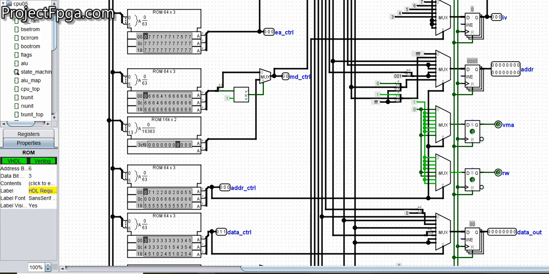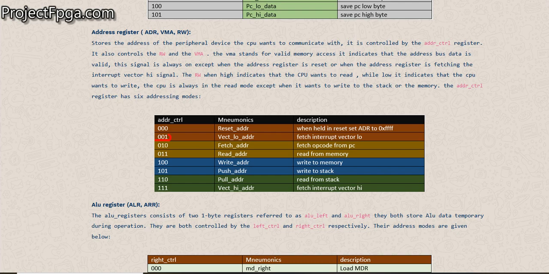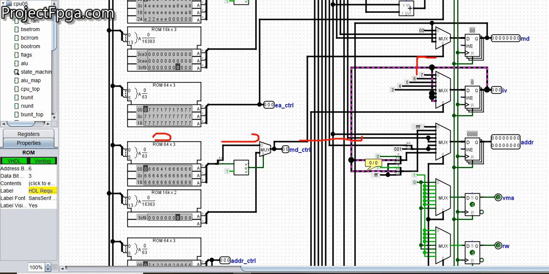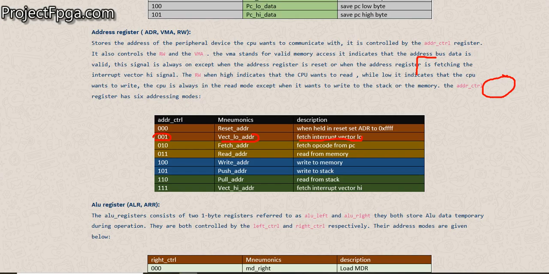Now the next value is when it's 001, it means vector low address. Fetch interrupt vector low. Now let's go there and see. And this is the second one here. Let me highlight the signal. It went to this splitter, and from this splitter it went here. Now follow the highlighted signal to see where it comes from. Now you can see it's coming from here. This is the interrupt vector register, and that is what is saying here: fetch the interrupt vector low.